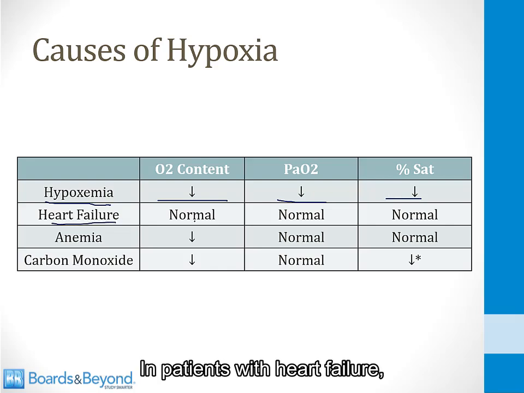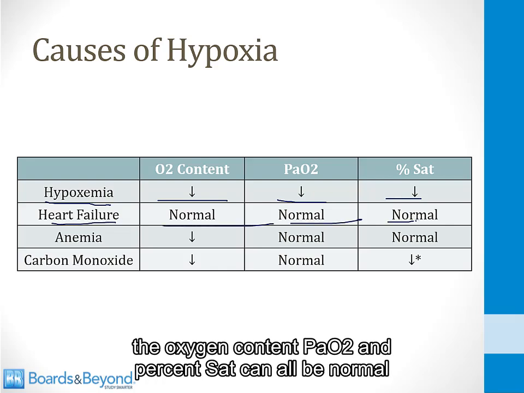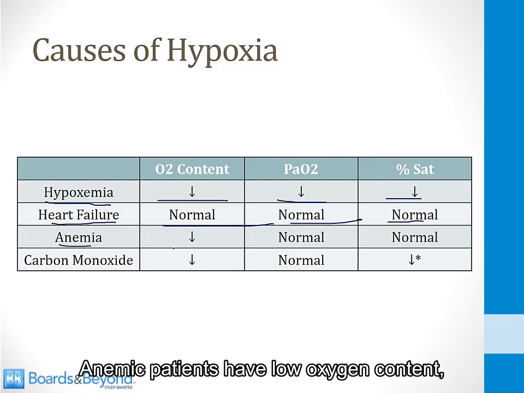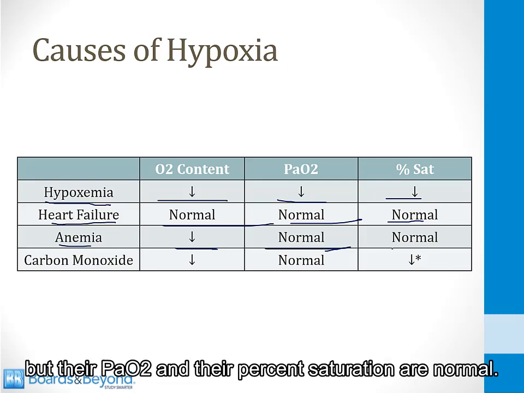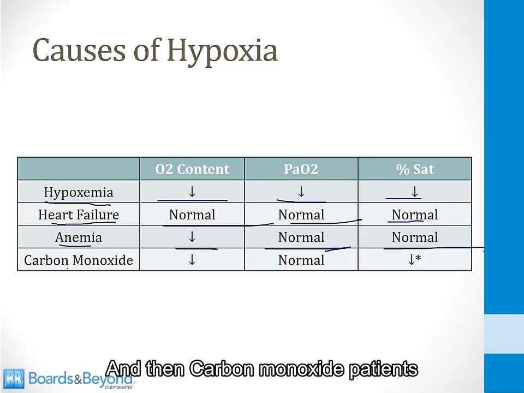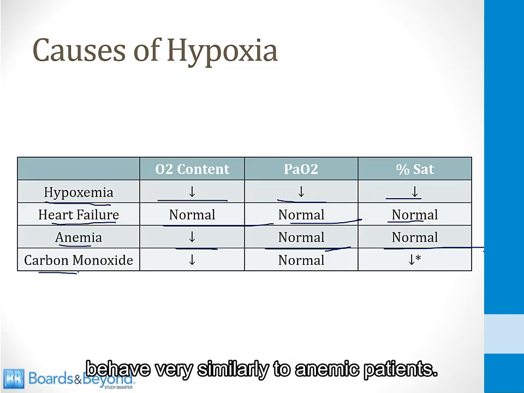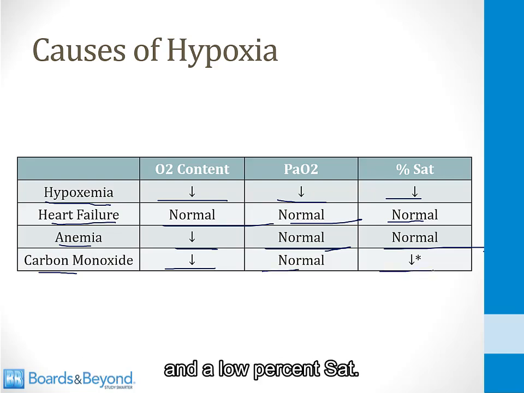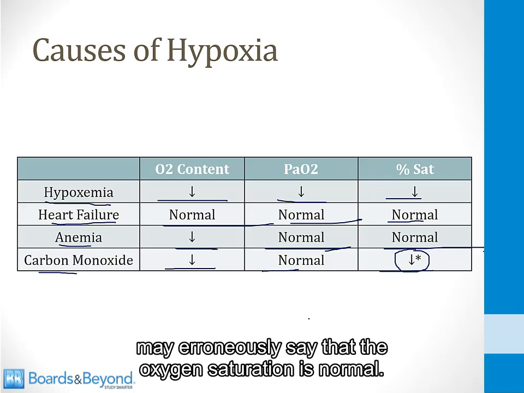In patients with heart failure, the oxygen content, PaO2, and percent sat can all be normal. The problem is the low cardiac output. Anemic patients have low oxygen content, but their PaO2 and their percent saturation are normal. And then carbon monoxide patients behave very similarly to anemic patients. They have a low oxygen content of blood, a normal PaO2, and a low percent sat, although I put an asterisk here because, as I told you, the photodetector may erroneously say that the oxygen saturation is normal.